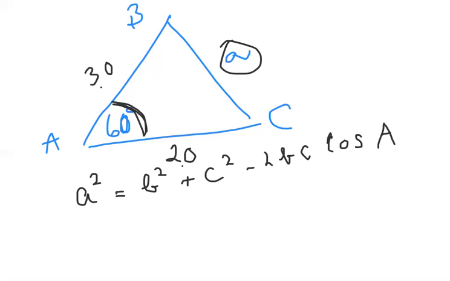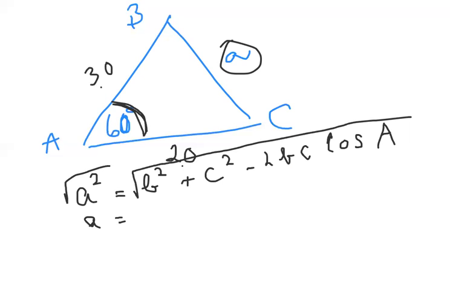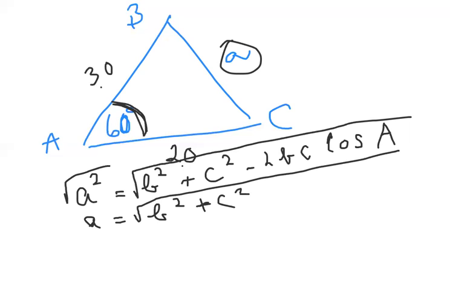Now, let me just say this, guys. One of the things I like to do is a rearranged form of this formula, because eventually you're looking for A. You're not looking for A squared. So essentially, A is going to equal the square root of B squared plus C squared, minus 2 times B times C, and then times the cosine of A.